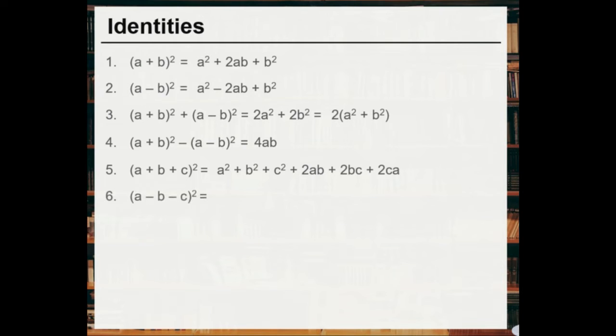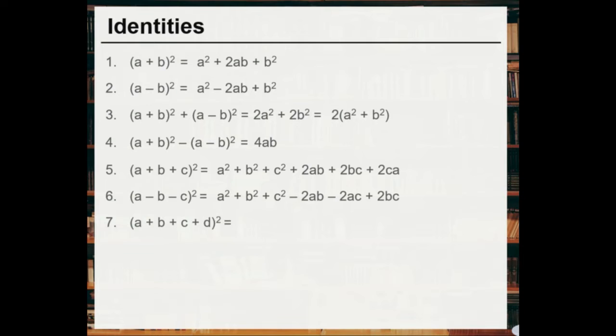Similarly, what will be a minus b minus c the whole square? Here you just need to be careful about the signs. So the squares will still be positive. It will be a square plus b square plus c square. Now minus 2ab, because a is positive and b is negative, so minus 2ab, minus 2ac, but plus 2bc. Why? Because b and c both are negative, so it will become plus 2bc.